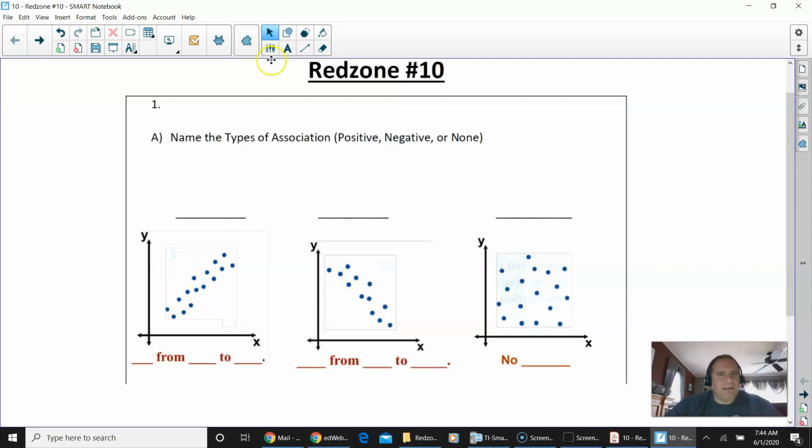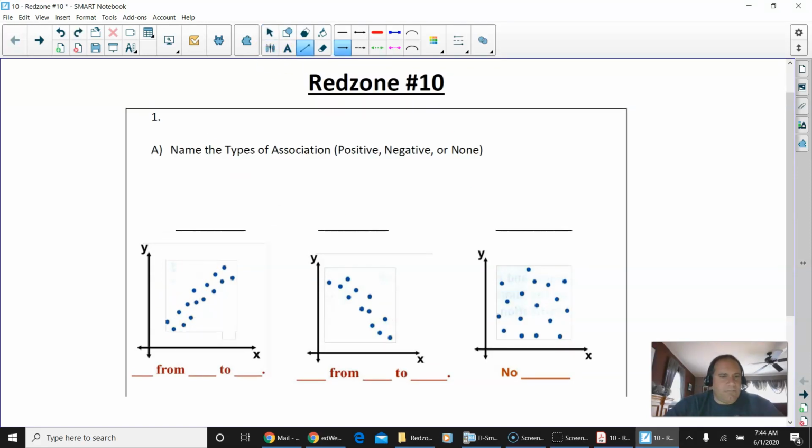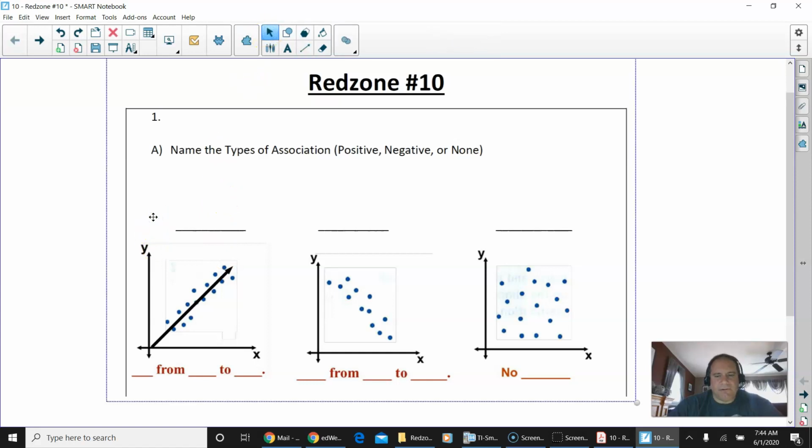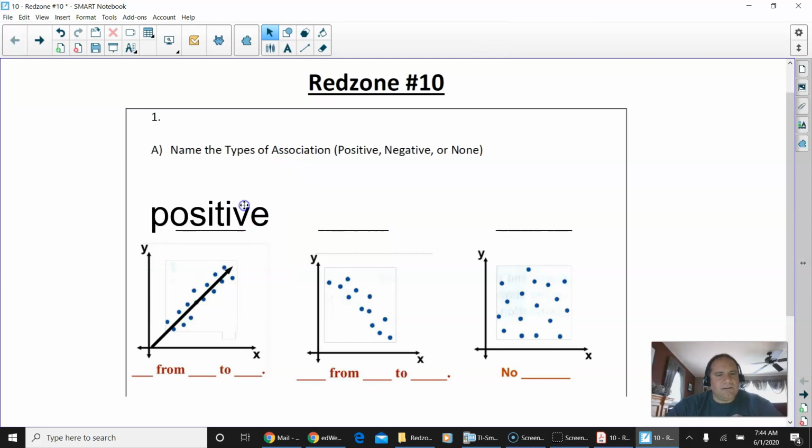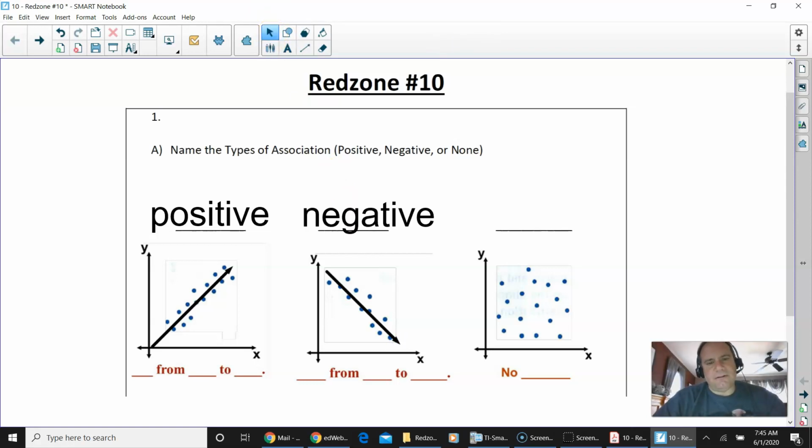So for the first one, if you drew your trend line, it would be something like this, and the trend line goes through the center of all the points, and you know that looking at that is going up from left to right, so we put positive. That's a positive trend. So for the next one, that is going down, so if you drew your trend line, it would be something like this, and you would say that's negative because that's going down from left to right.